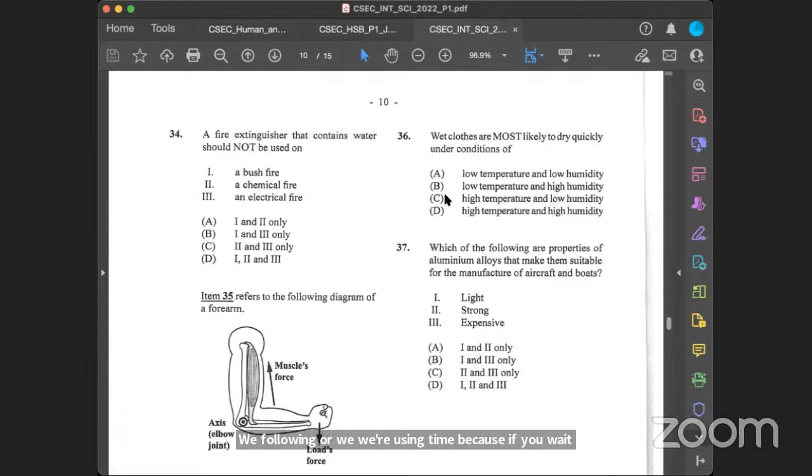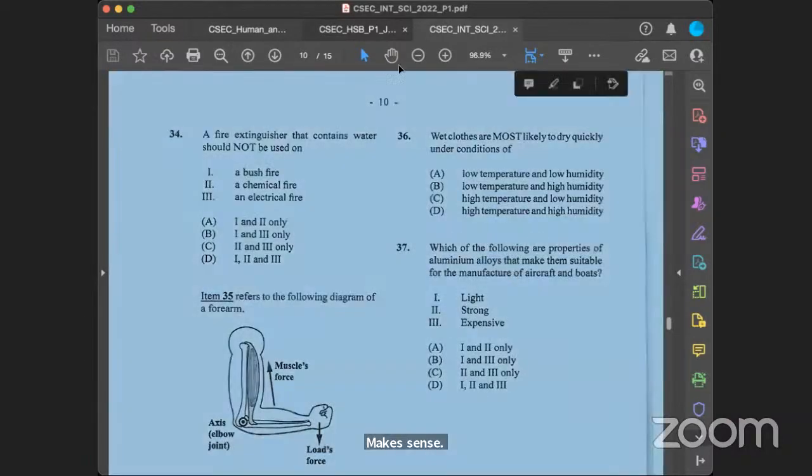Which of the following properties of aluminum alloys make them suitable for manufacturing vehicle bodies? What's an alloy again? A mixture of two or more metals. Very good. I'm impressed.